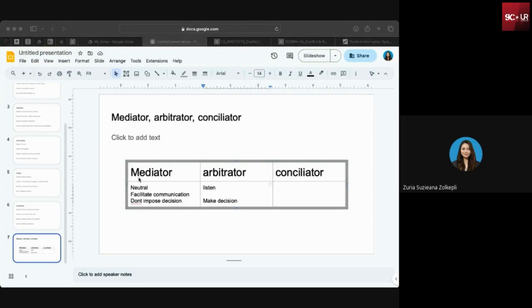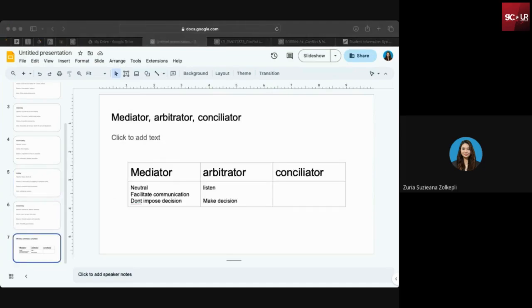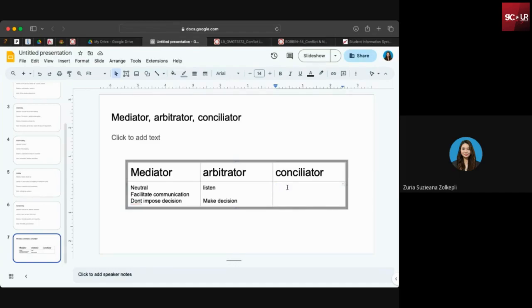Okay, they can become an arbitrator. For conciliator, it is more about restoring relationship. Okay, what they try to do is they try to conciliate, to make up again. They try to repair the relationship. They try to find a better work culture or work situation that might work for both parties or any kind of parties related.